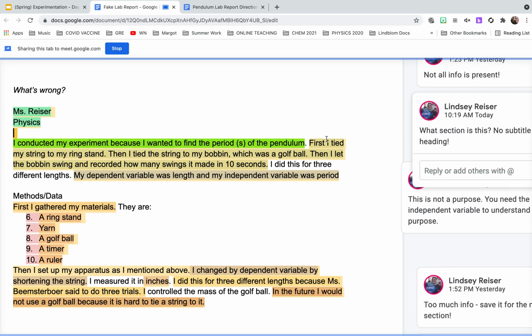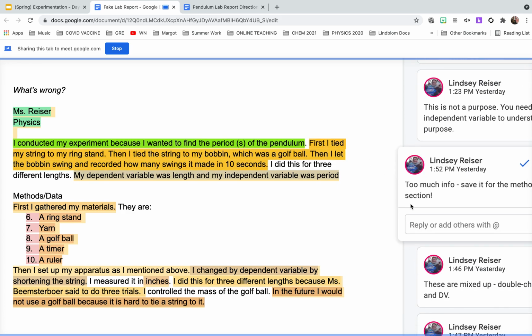Okay, the very next sentence. So this whole part here where it's talking about "I tied my string to my ring stand, I tied the string to my bobbin, which was a golf ball," blah, blah, blah. That's way too much information for this section, okay? This information is good, but it needs to be placed within the method section. For the introduction, you really just want a 1-sentence explanation of what you're doing, okay?